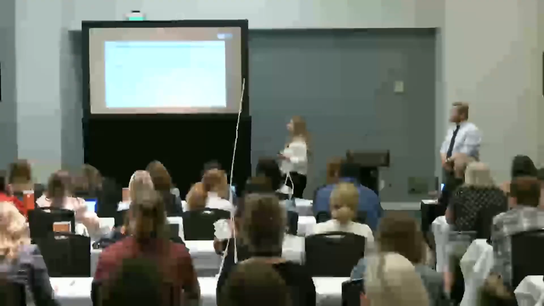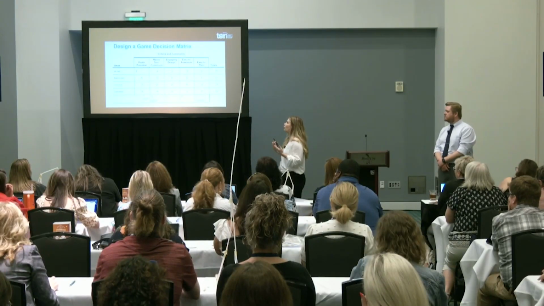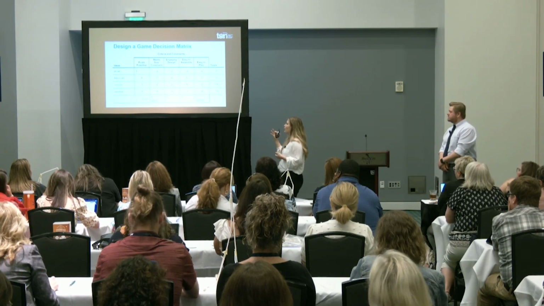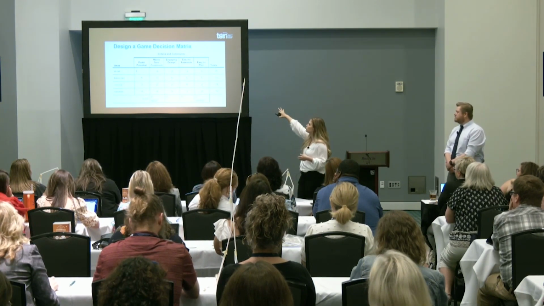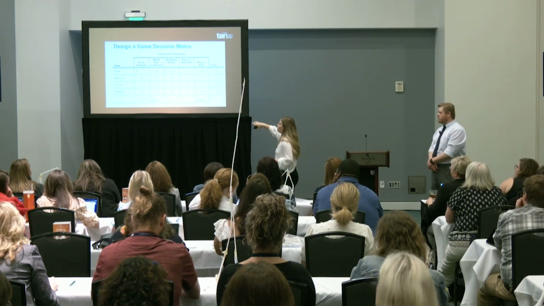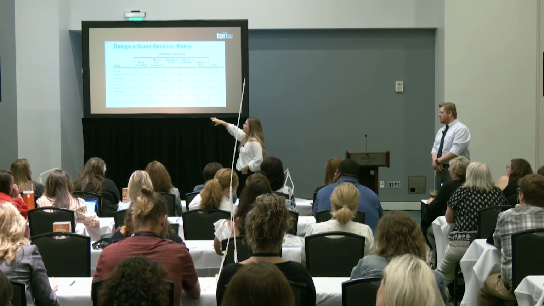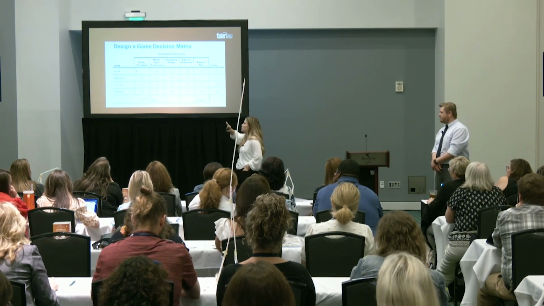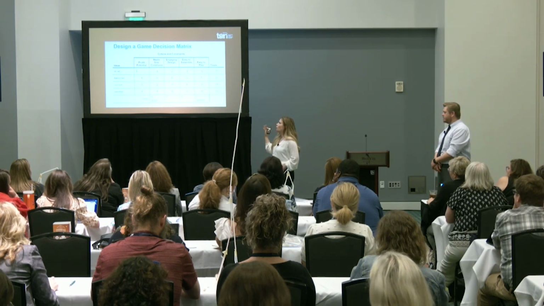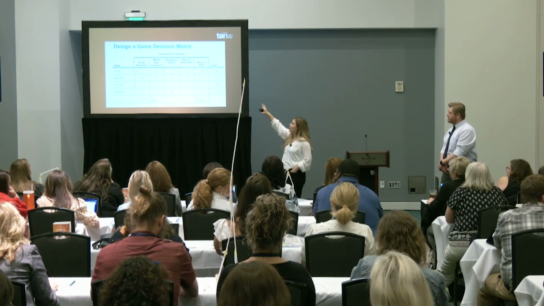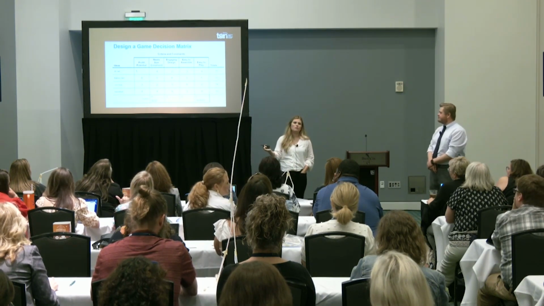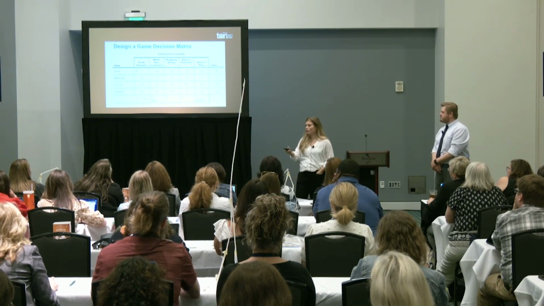So here's one where they had to make a carnival game. They had 4 different games. They had some criterion constraints, and they ranked each one of these ideas based on the criteria constraints, 4 being best, 1 being worst, and they totaled it up at the end. The one that has the highest ranking is the one that you go with.